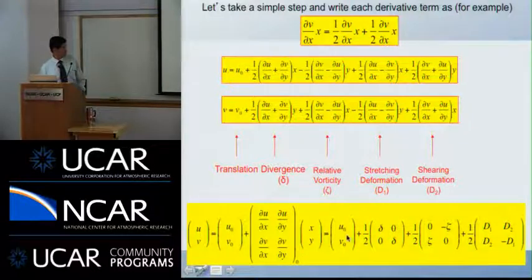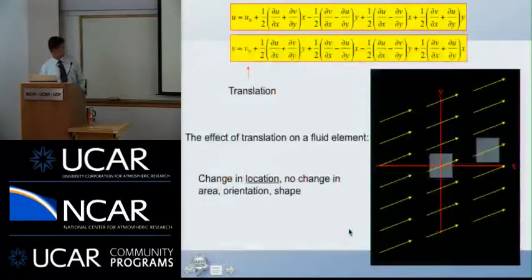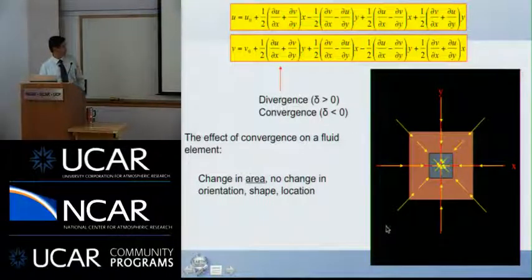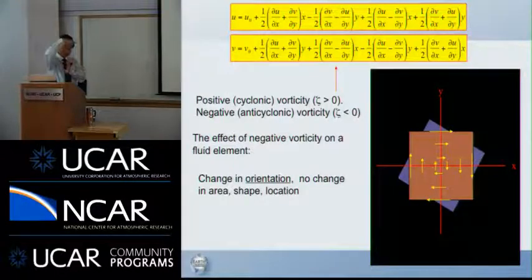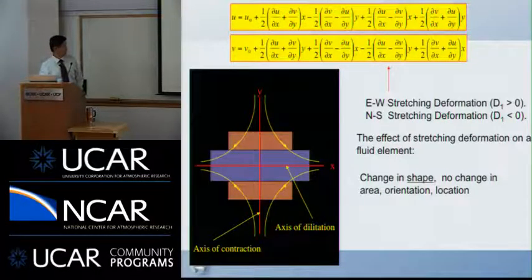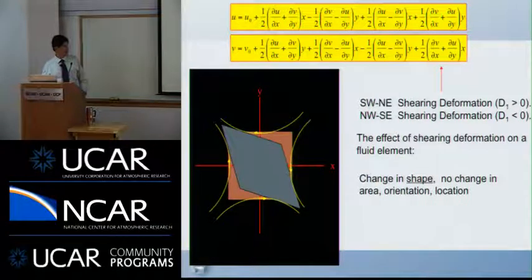In the vector form, you can write it in this way. Let's quickly go through what each term means. A translation means a parcel is moving with the environment wind, u and v. Parcel shape doesn't change, only location changes. A convergence or divergence means the area of the parcel will change. Vorticity means the direction of the parcel will change. With stretching deformation, the area will not change, but the shape changes. Shearing deformation is the same.